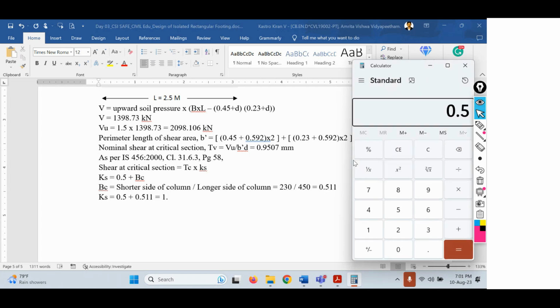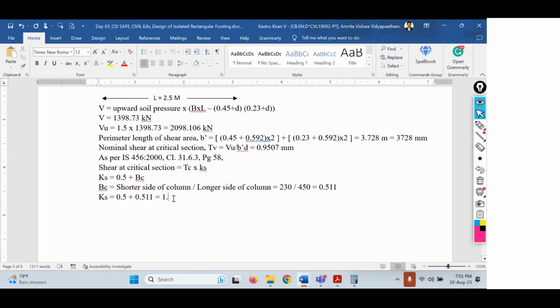So 0.5 plus 0.511, it is 1.011. So it is greater than 1. Even though it is greater than 1, we have to consider Ks equals 1 only.